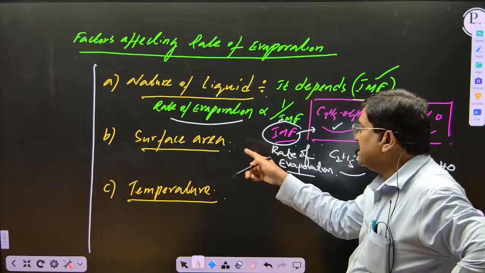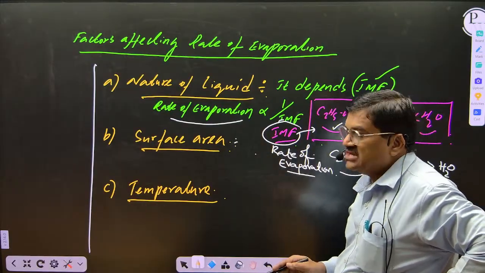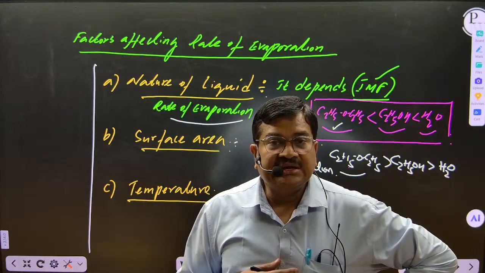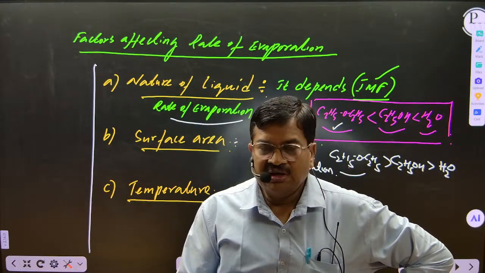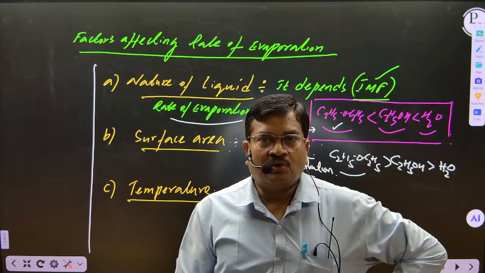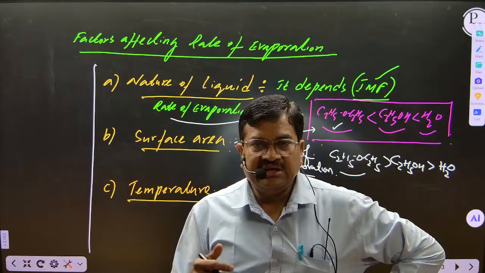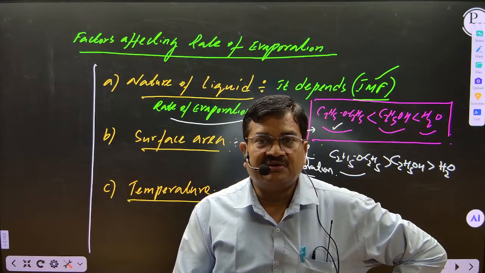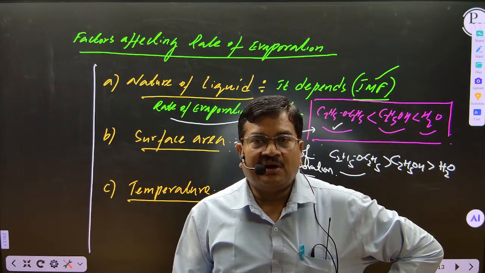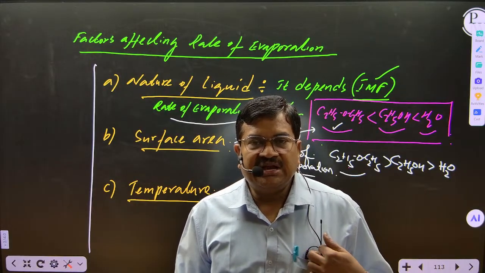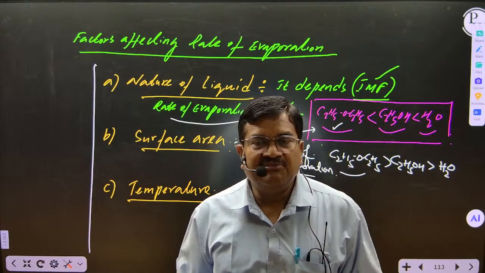So now coming to surface area. As surface area increases, what happens to the rate of evaporation? It increases. The more the surface area, the more the evaporation. That's why whenever we want to cool hot tea to drink immediately, what do we do? We take a saucer, no? So when we take hot tea in the saucer, what happens? The surface area will be more. More evaporation takes place, and the tea gets cooled immediately.